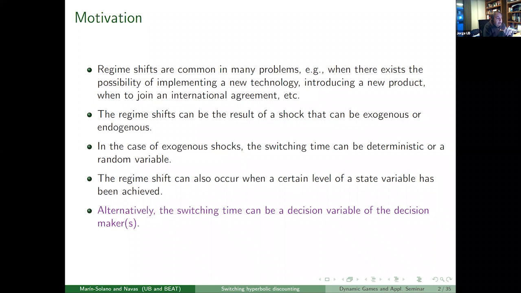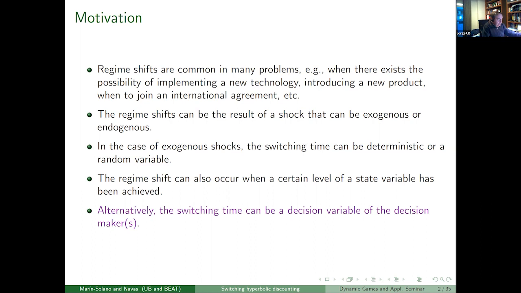But alternatively, the switching time can be a decision variable of the decision makers. It can be a control of the decision maker. And this is the topic that we want to explore: the case of endogenous regime switching, when the decision maker has general time inconsistent preferences.